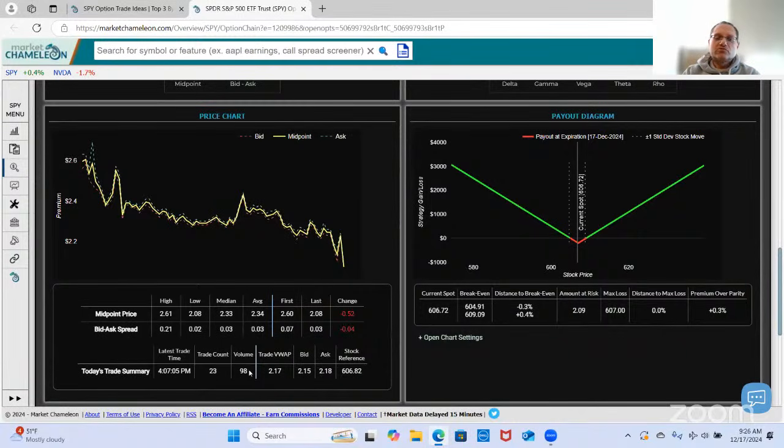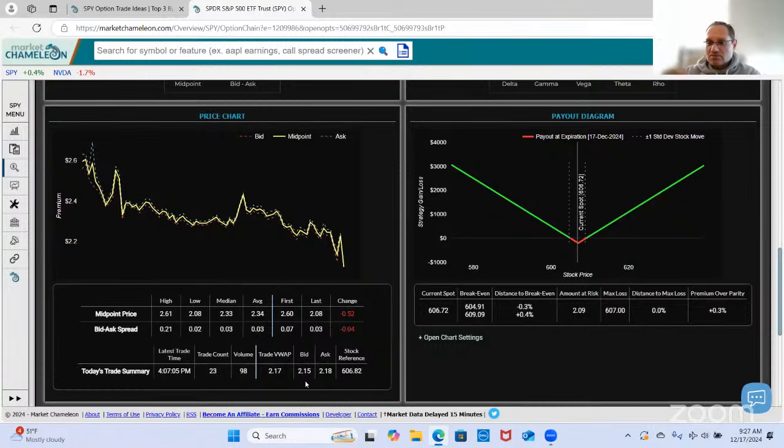The total volume was 98 contracts. So keep in mind, a trade could be 1 contract, a trade could be 2 contracts, or a trade could be 1,000 contracts. So 23 trades for a total volume of 98 contracts, which isn't a lot. In SPY, that's not a lot.